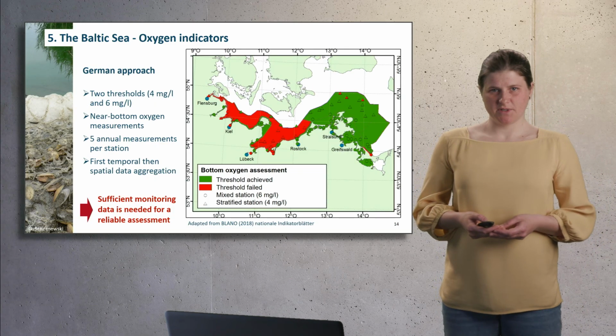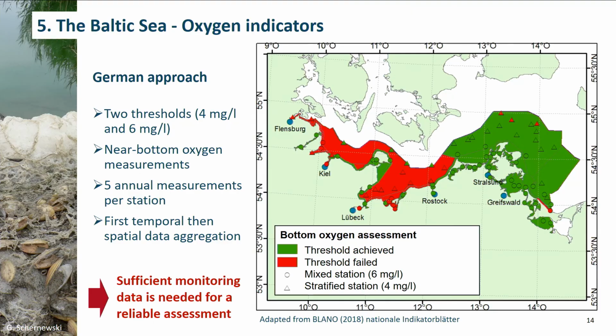In Germany, for example, 2 threshold values are used, depending on the mixing behavior of the water column. For the assessment, 5 annual measurements of near-bottom oxygen concentrations are taken per station. Thereof, the minimum value is extracted. And for an assessment cycle of 6 years, this data is then first temporally and then spatially aggregated. Thereby, the majority of stations in a basin which achieved or failed the threshold value decides on the overall assessment result of that basin, as shown in the map.